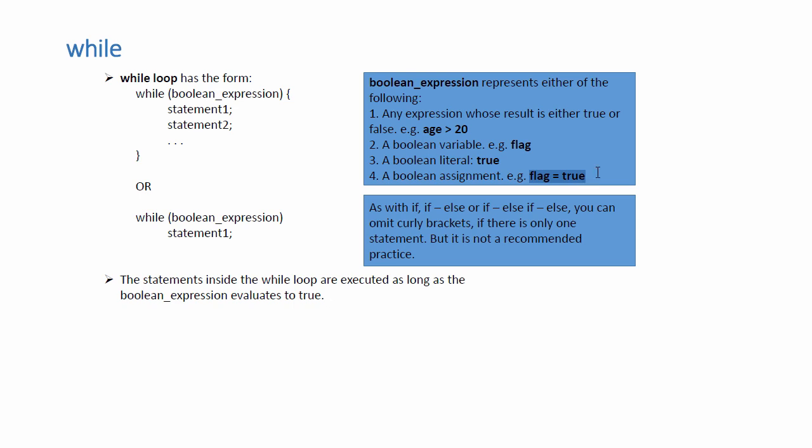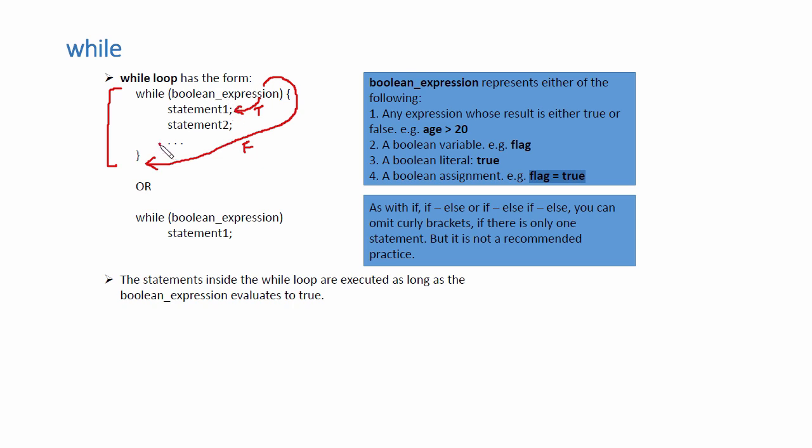So what happens at runtime? When Java runtime encounters a while block, it first evaluates the Boolean expression. If Boolean expression is false, it moves the control out of the while block. The while block ends. But if the Boolean expression is true, the control goes inside the while block and starts executing all these statements one after another.